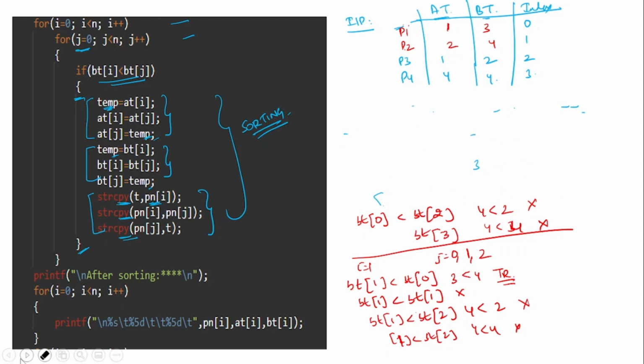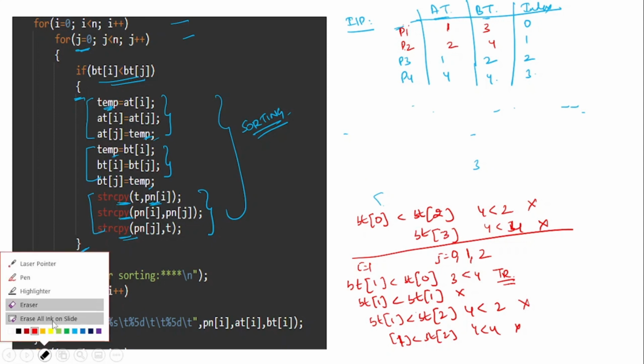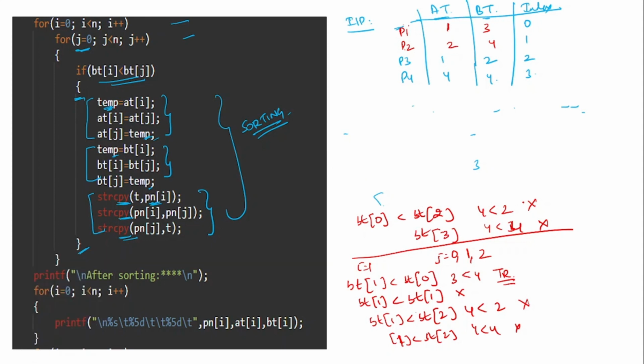So I was initially 1. It was obviously 0, then it is 1, and now it is 2. Now I equal to 2, I'll again check for j equal to 0 till 1, 2, 3. So first j equal to 0, I check that bt of 2 is less than bt of 0. So just see bt of 2, which is this 2, is less than 2 is again less than 3. So this is true. Okay, so again I'll swap the 0th and the second process.